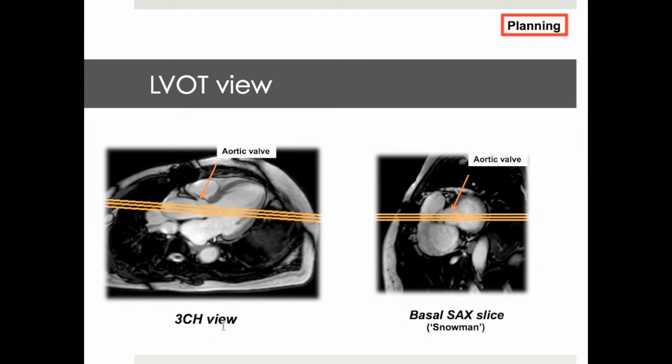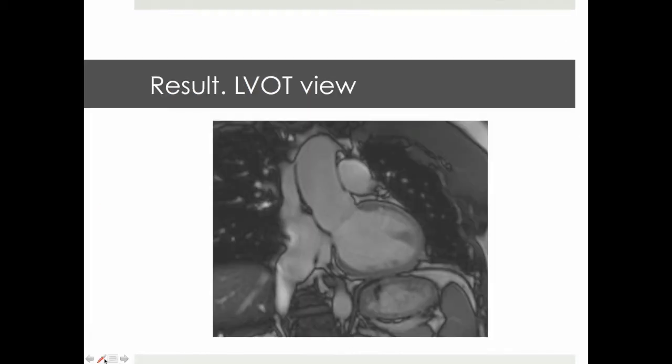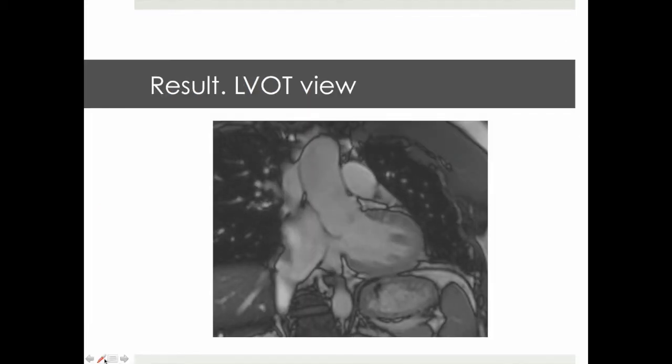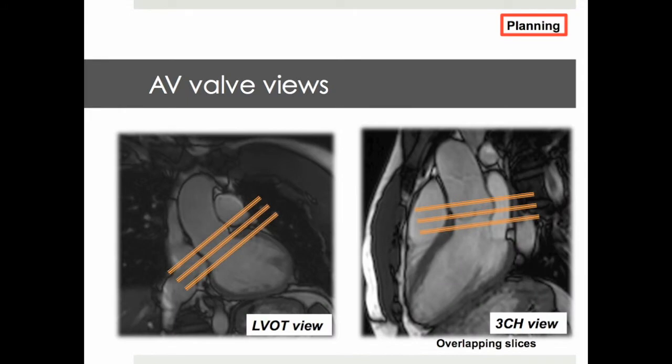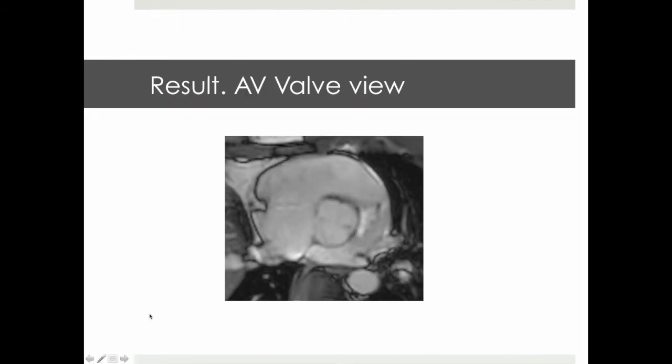In planning of LVOT view, we start with 3-chamber view. We place our imaging slice longwise to the ascending aorta, aiming for the middle of aortic valve. The Snowman image can be helpful for us to check that we are cutting right through the middle of aortic valve. And here is our result, the LVOT view, giving a good look of aortic valve as well as ascending aorta. We place a series of overlapping slices in line with aortic valve plane.